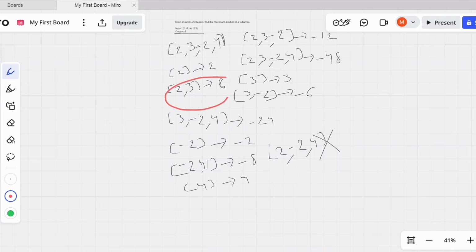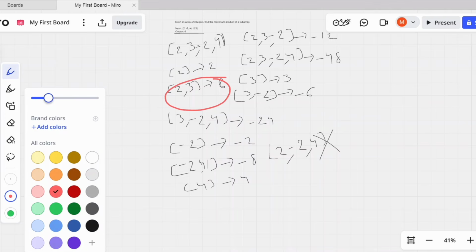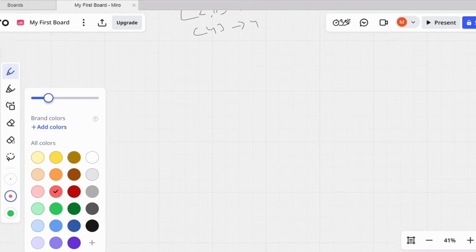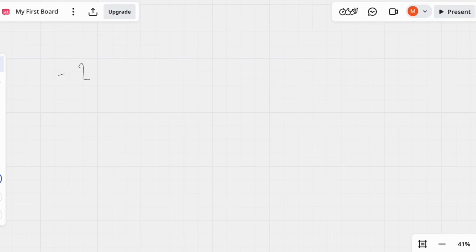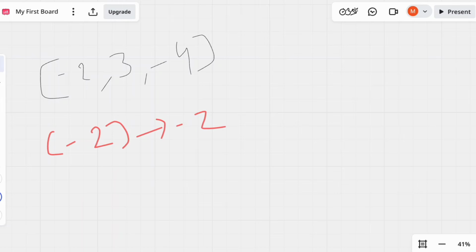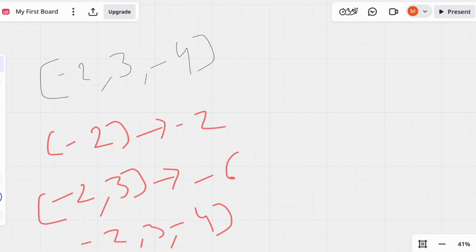Let's observe another case. This will help you understand why negative numbers are also important. Take this array: minus 2, 3, minus 4. Now check for subarrays. Minus 2, minus 2 is the product. Minus 2, 3, minus 6 is the product. Minus 2, 3, minus 4, 24 is the product.